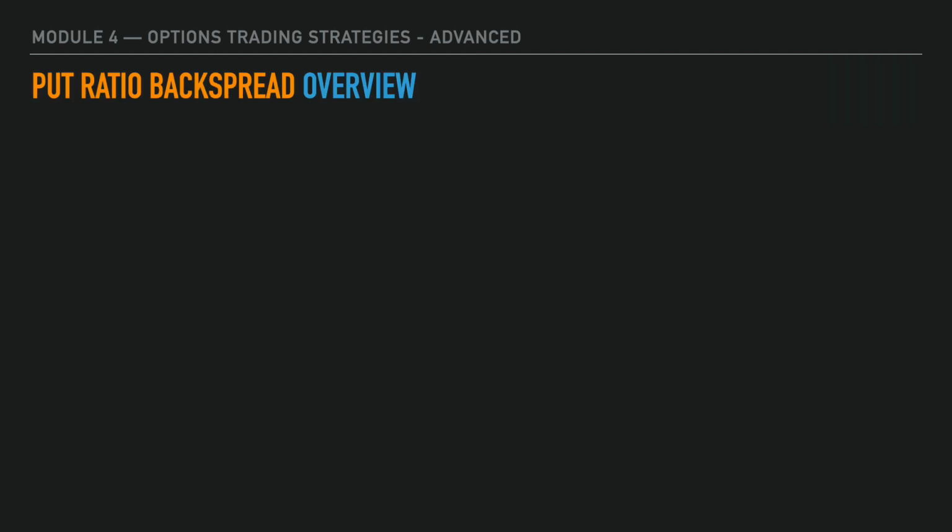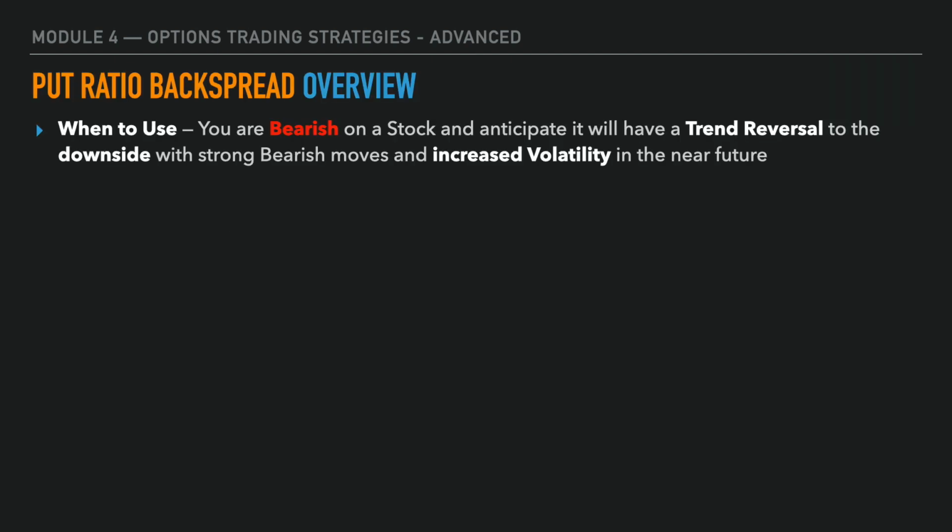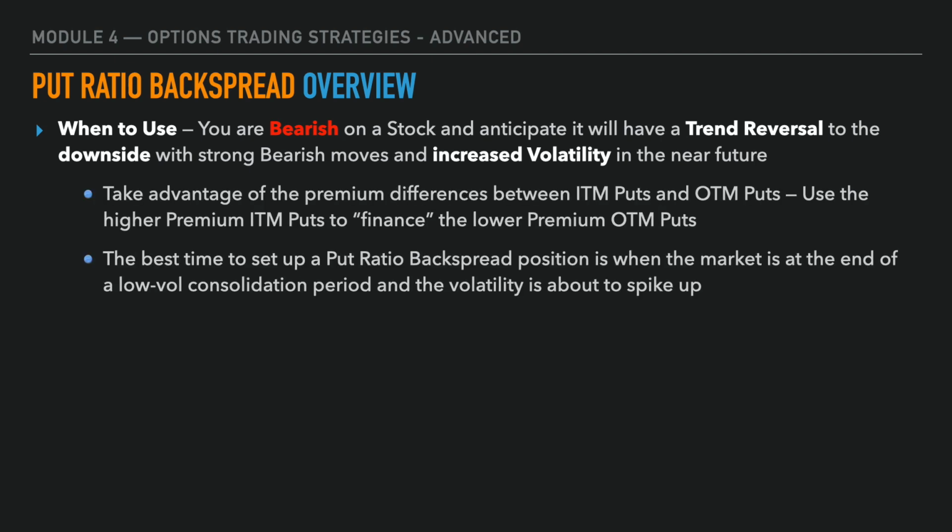Cool, now let's move on to the put ratio backspread. The best time to use a put ratio backspread is when you are bearish on a stock and anticipate it will have a trend reversal to the downside, with strong bearish moves and increased volatility in the near future. Put ratio backspread is very similar to the call ratio backspread. It's just in the opposite direction.